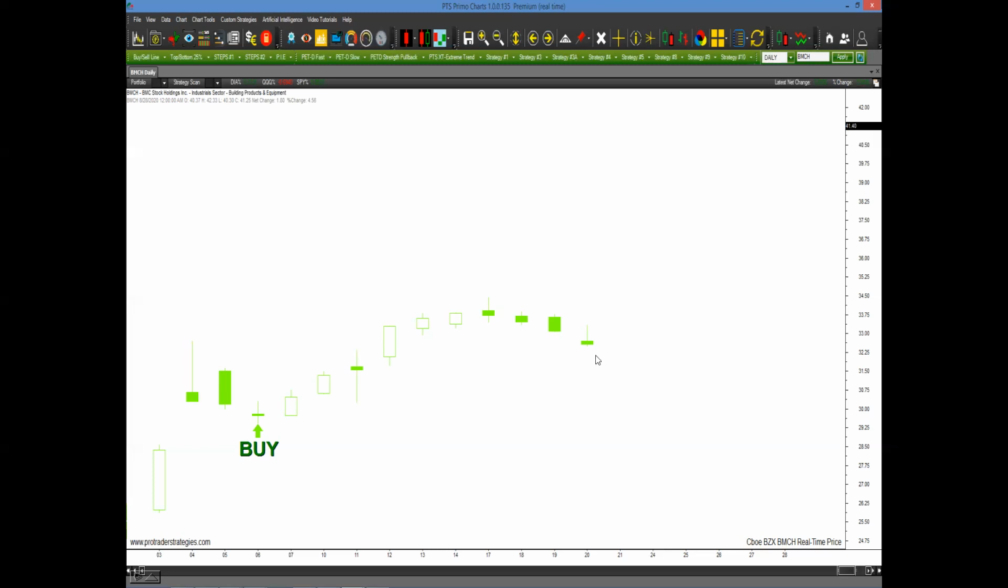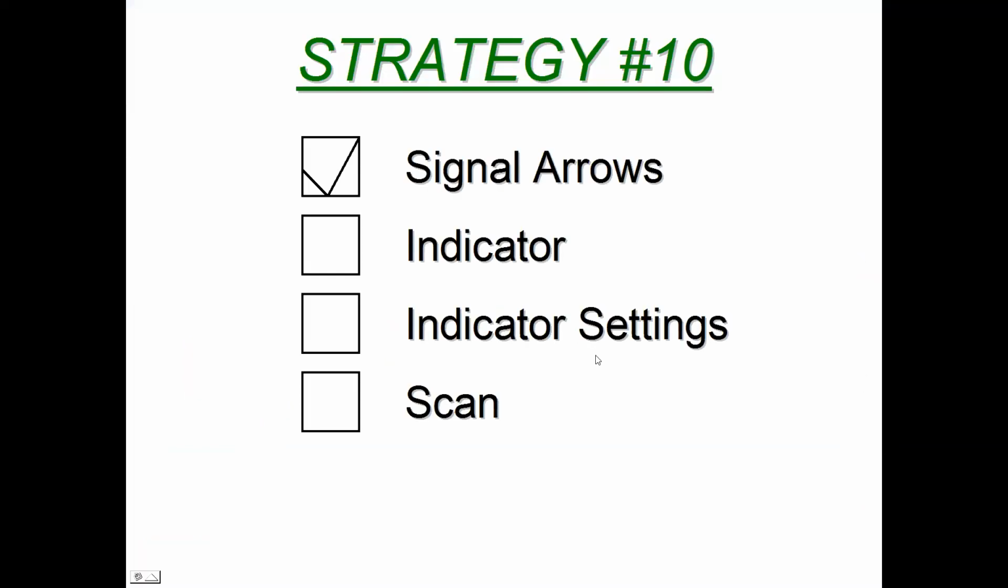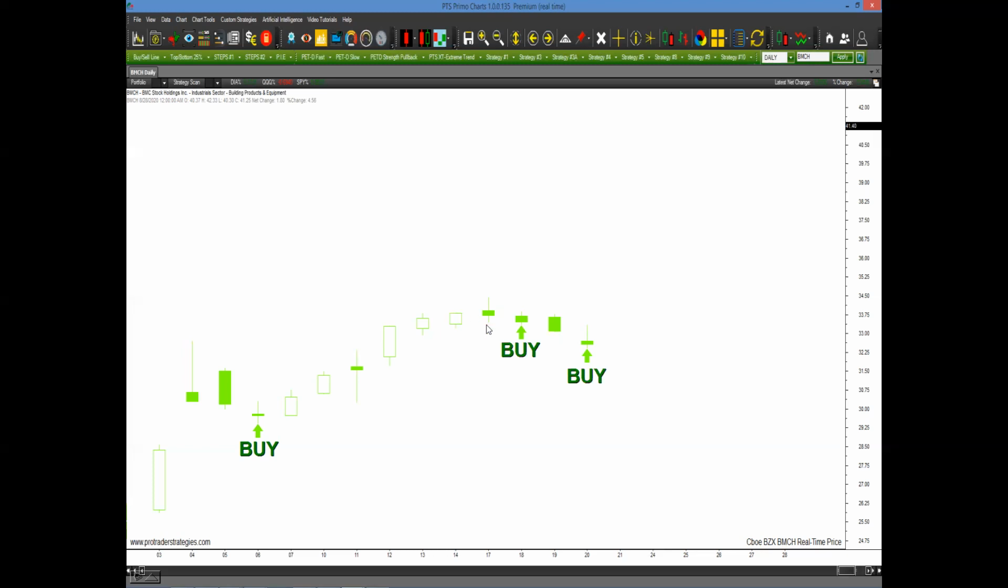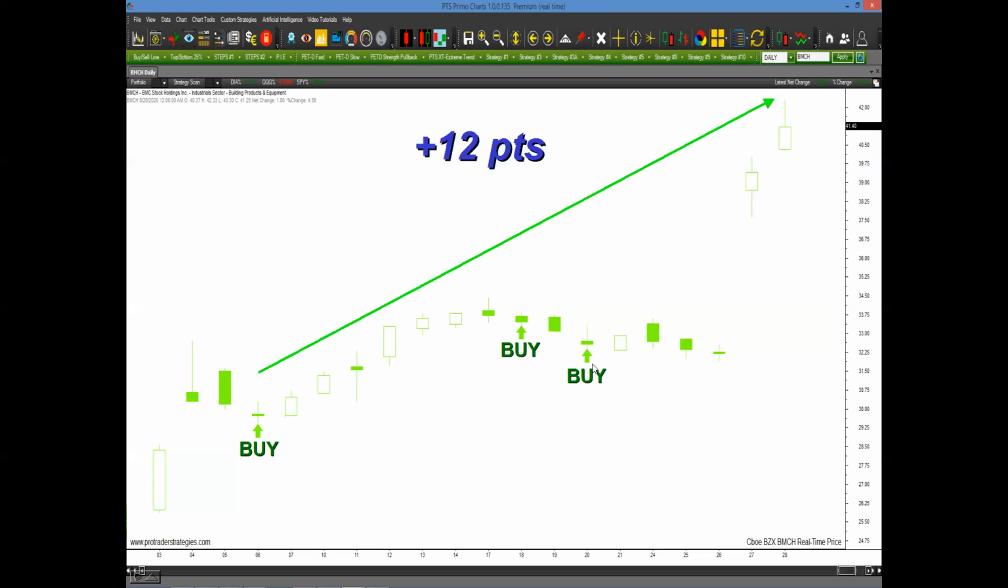Now, you think you may see some buy signals here, so you check your work, click on Strategy 10, Signal Arrows, and guess what? You're right. You're learning how to identify signals. For the first time, you're making your own decisions, and guess what? Had you held on, that was a nice 12-point gain. And look how the market gapped up.